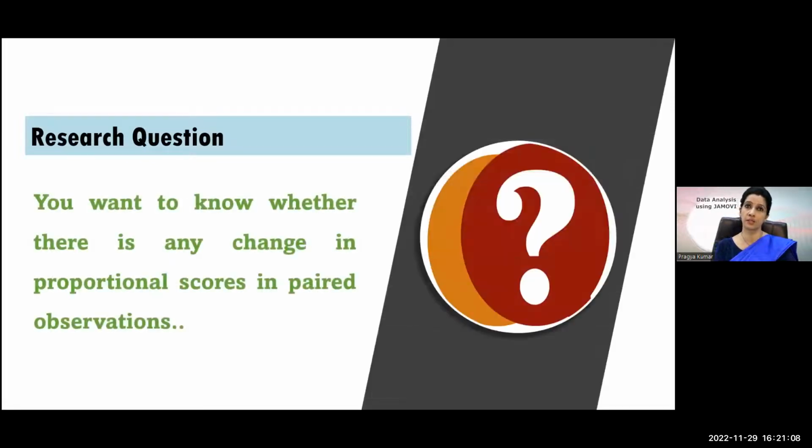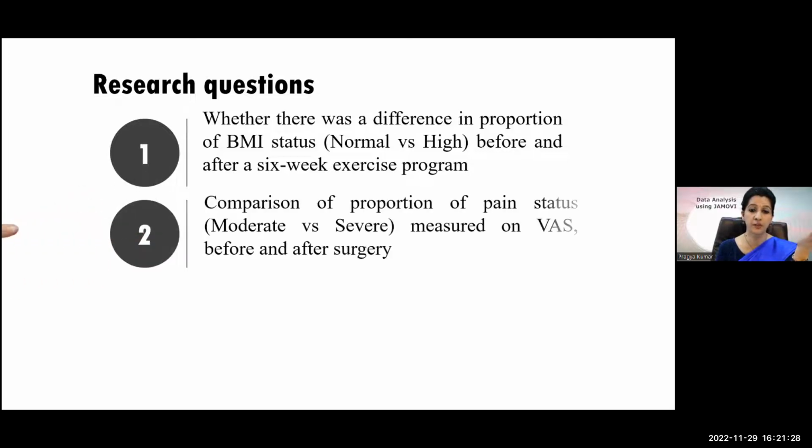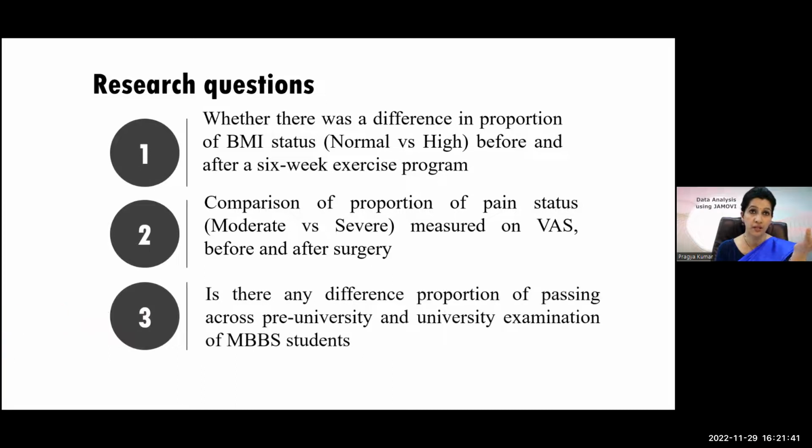So the research question can be: you want to know whether there is any change in the proportion scores in paired observations. For example, whether there was a difference in the proportion of BMI status, and it should have only two categories. You cannot have three categories of BMI here for McNemar, before and after a 6 weeks exercise program, because that comes under the contingency table option. We'll see that. And again, you can compare the pain score, like moderate versus severe measured on a VAS, before and after surgery. Or is there any difference in the proportion of passing in the pre-university and university examination of an MBBS student?